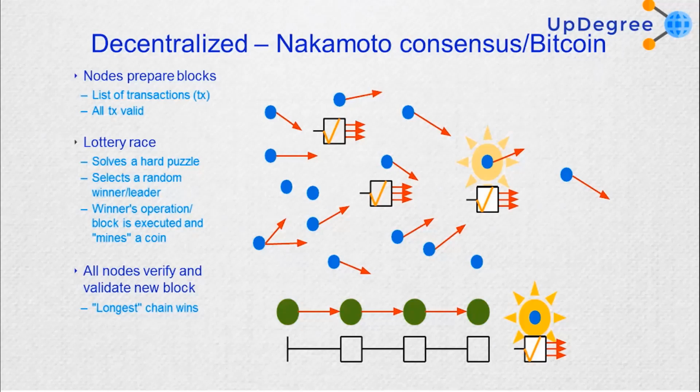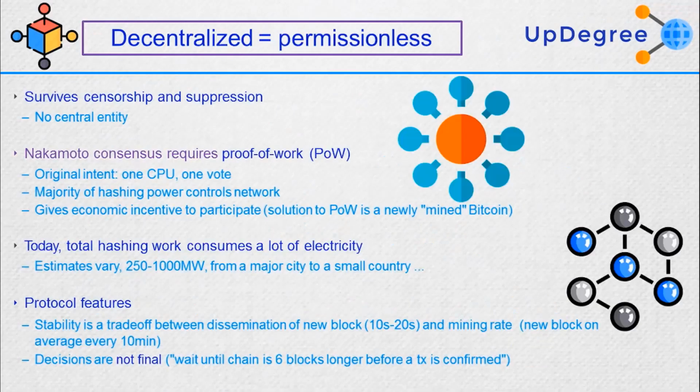But the basic thing is it comes with a consensus, like how fast the consensus can happen between the miners and how long the chain is validated. And sometimes you see longest chain wins. So typically Nakamoto consensus is like a lottery race, but it comes with two principles: valid transactions and listing all transactions with valid proof. So that is what is meant by Nakamoto transaction consensus, which is used in Bitcoin. So this is permissionless, right? Anyway, I'll come back to permission. So it actually survives censorship and suppression, no central entity.